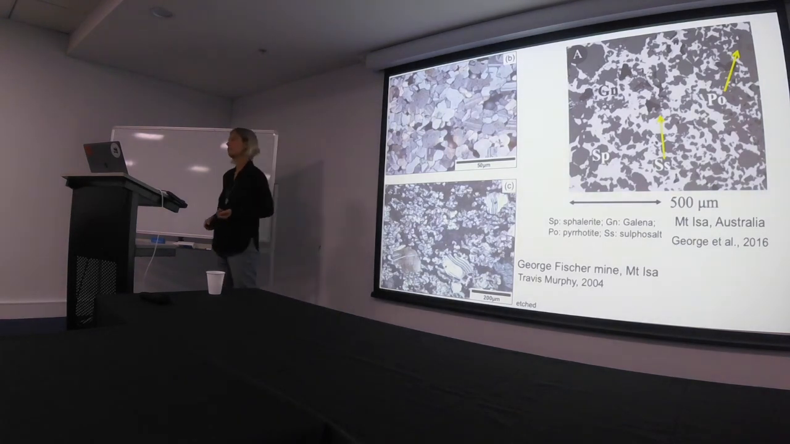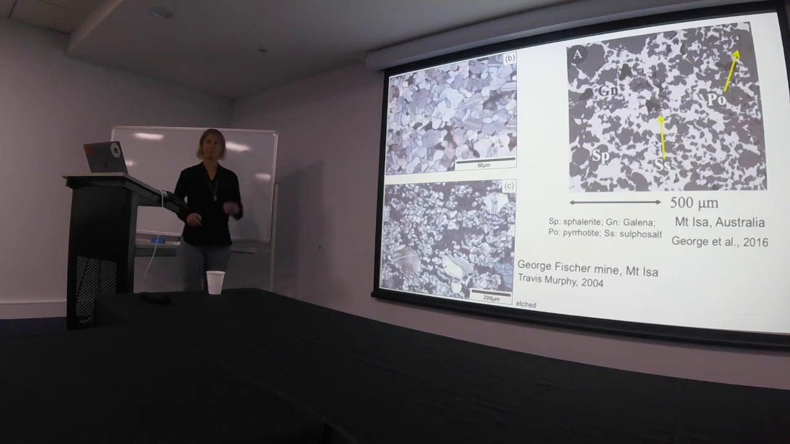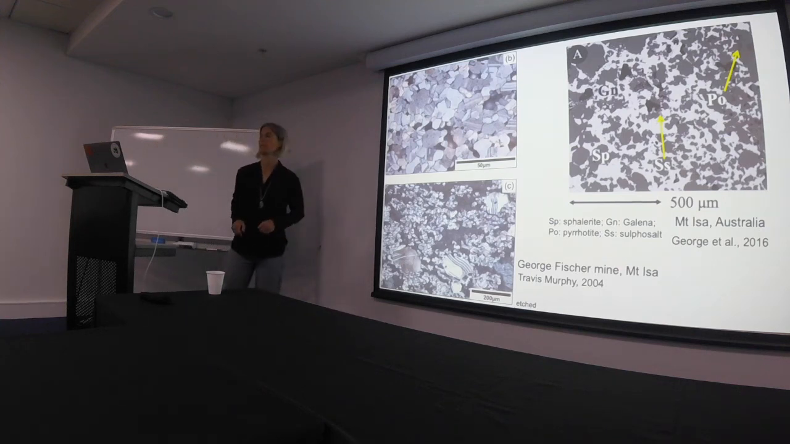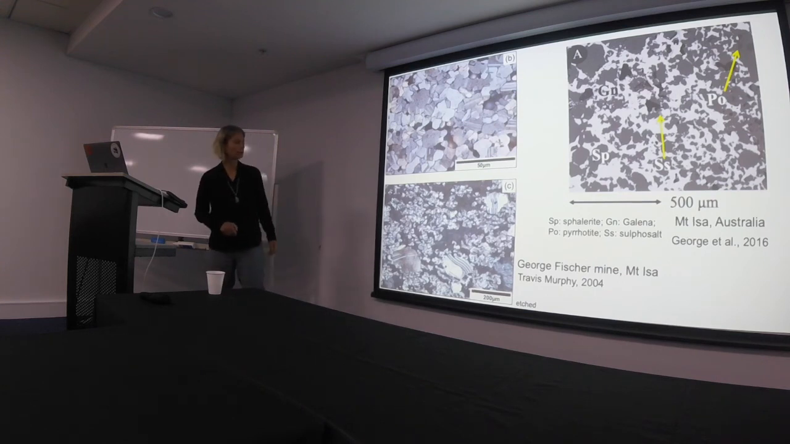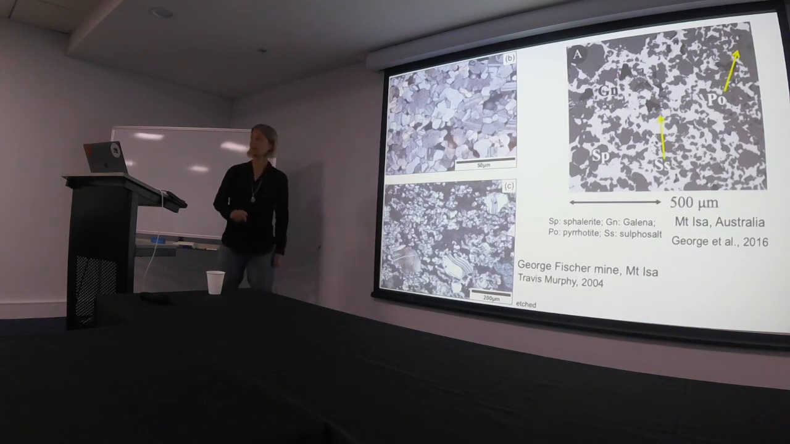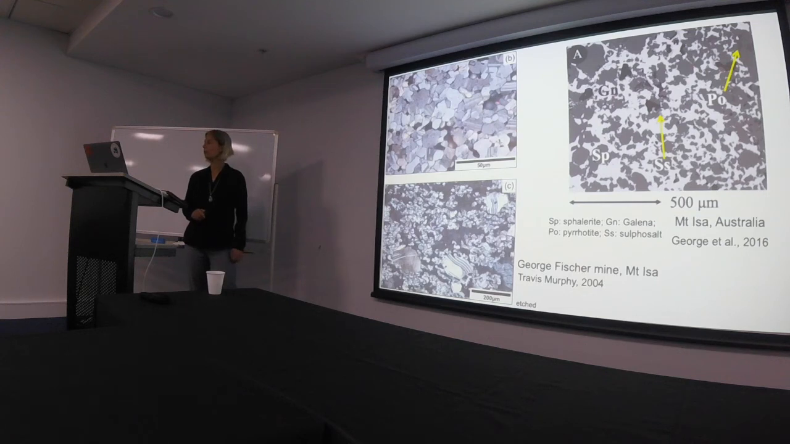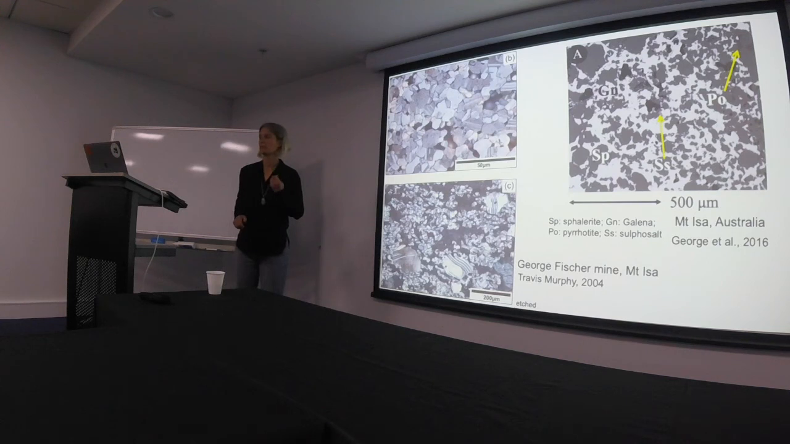And after the talk at PECRIM in April, a researcher from the audience, Travis Murphy, said, oh yes, in my PhD in 2004, at the George Fisher Mine in Mount Isa, I actually looked at different textures of the sphalerite. He showed me two pictures from his PhD. On the top, it looks like a really equilibrated texture of sphalerite. On the bottom, you have large variability in grain size. The larger grains look like clasts, and the smaller grains may be recrystallized. So we need to take this information into account, understand the processes, and maybe spot this novel resource which may be interesting for the future.